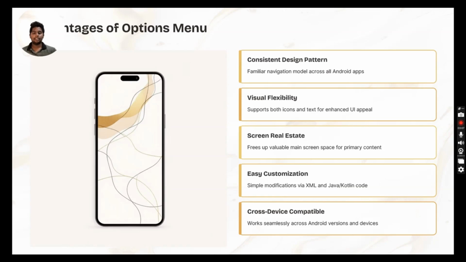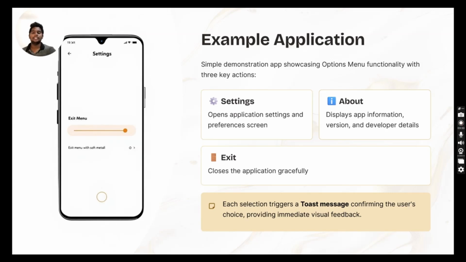Next, in the next slide, we are going to discuss the advantages of option menu. Advantages are consistent design pattern, visual flexibility, screen real estate, easy customization, cross-device compatibility. This small app demonstrates how easy it is to implement an option menu. Next, example applications. Example applications are settings, about, exit. Like in an app, we can see in the option menus, if we click the three dot button, we can see settings, about, exit, etc.